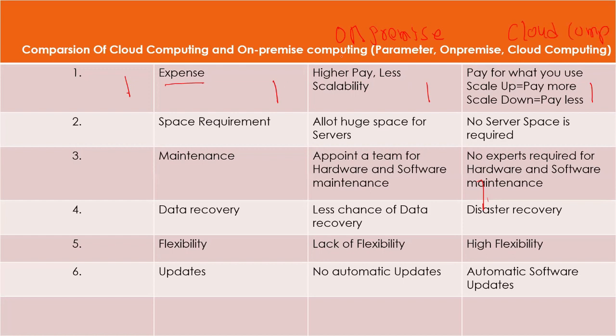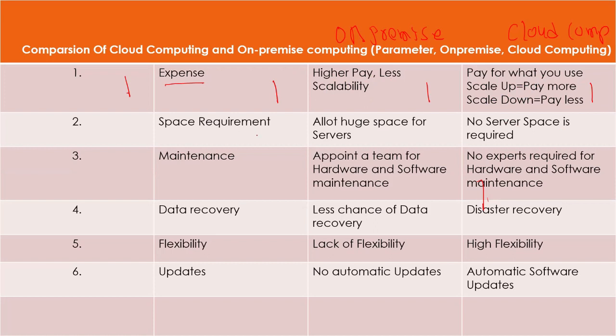Now, if you take expenses, with on-premise computing, initially you have to spend a lot in order to buy your server and make arrangements for it. Whereas if you go with cloud computing, initially you don't have to spend a lot. You don't have to spend much money on setting up your infrastructure, because we are going to rent the required resources from companies like AWS. So initial investment will be low. On-premise has a high initial investment because you have to buy all the required infrastructure, whereas cloud computing has less.